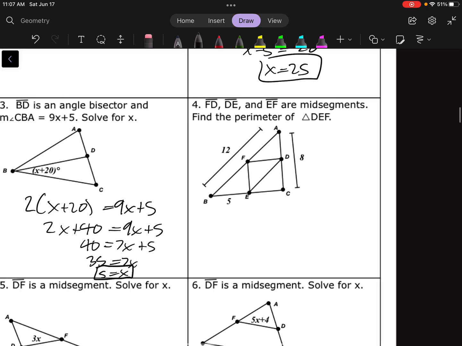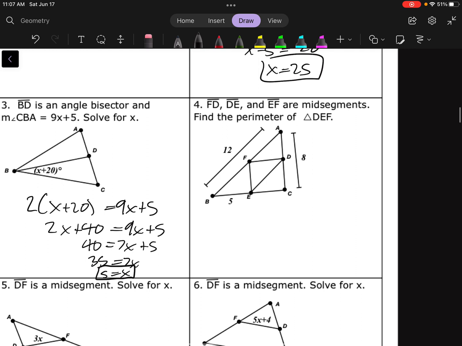All right, now some mid-segment stuff. Find the perimeter of DEF if those are all mid-segments. Okay, well, if that thing's 12, then ED should be 6. And if this is 8, then FE should be 4. And if that little piece is 5, this whole thing is 10, then this should be 5. So 5 plus 4 plus 6 is 15.